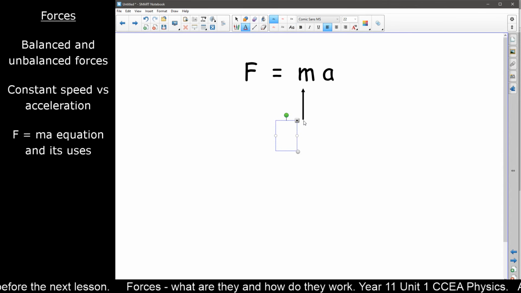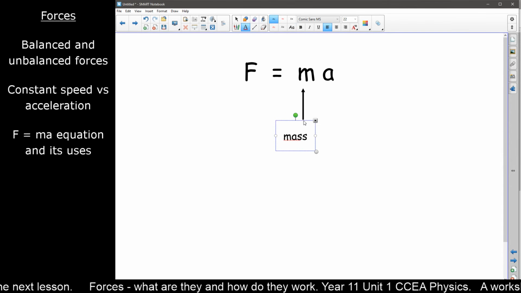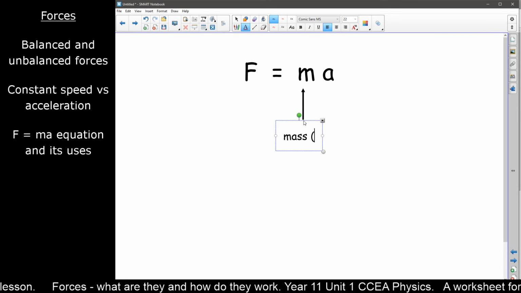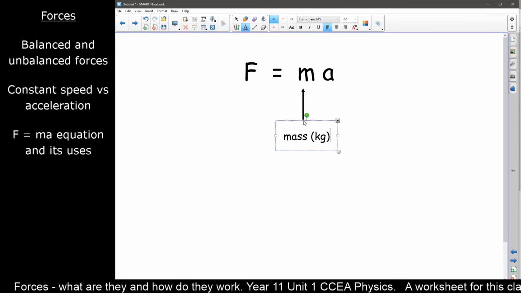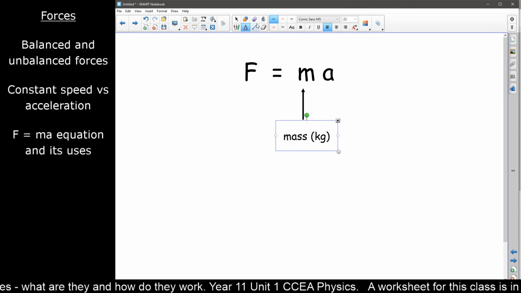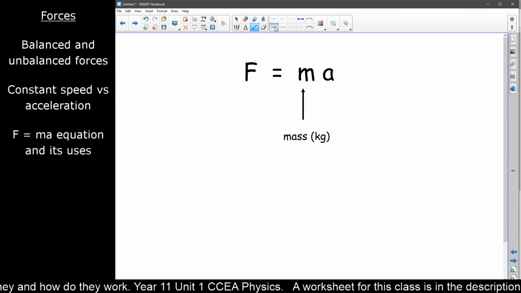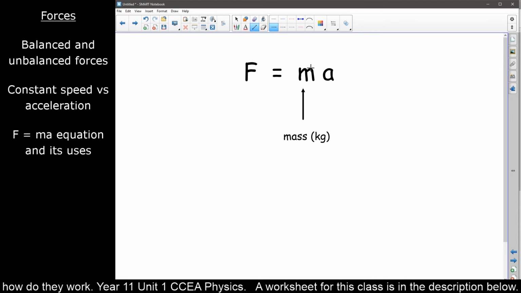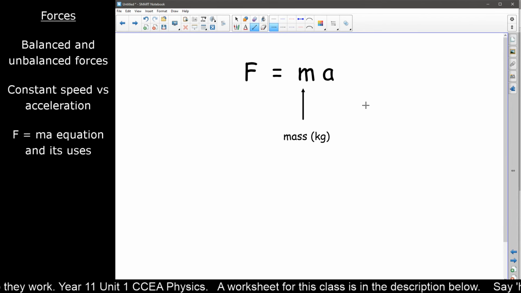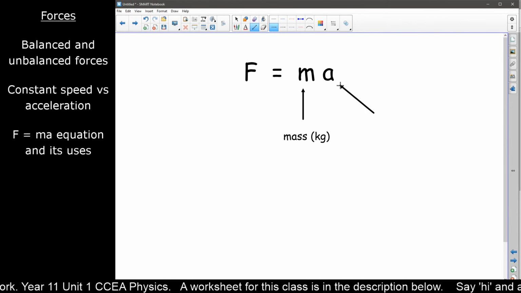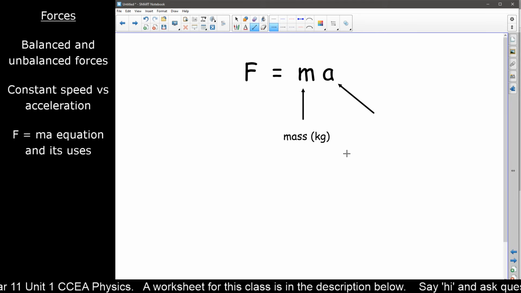So m is the mass of the object. It's a measurement of how much stuff is in it. And that is measured in kilograms, and you have no choice here. This is not a wishy-washy equation where you can substitute whatever units you want into it. You have to have mass, and it has to be in kilograms. No grams, no stone, no pounds, none of that. Mass, kilograms.